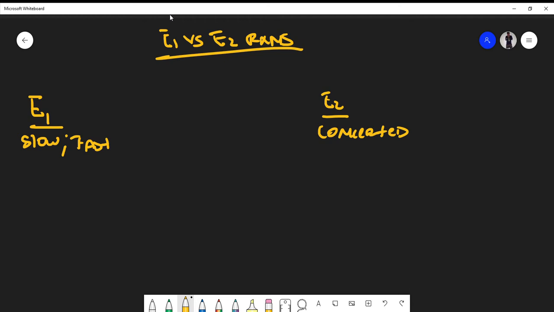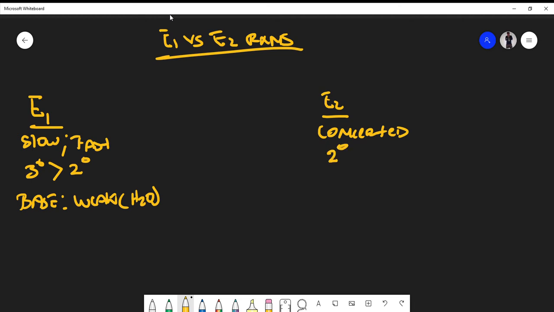Now, the conditions that favor an E1 reaction versus an E2: anytime I see a tertiary alkyl halide, it is more likely that an E1 reaction is going to occur on a tertiary alkyl halide versus a secondary alkyl halide. The base is also important. In an E1 reaction, we use weak bases, and an example of a weak base would be water.